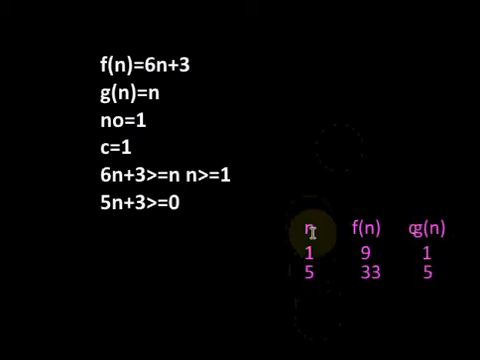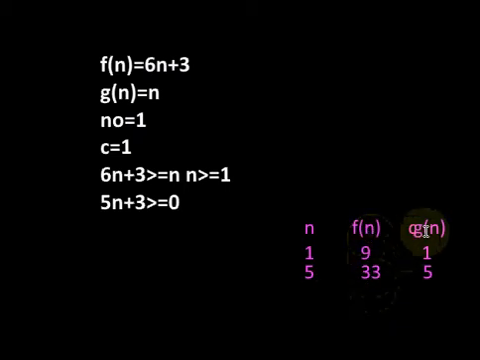Now let the size of n be increasing. Consider a higher value. Let n is equal to 5. What's the value of f of n? It is 6 into 5 plus 3, 33. What is the value of c into g of n when n is 5? Here also the function f is having a higher value than the function c into g of n.